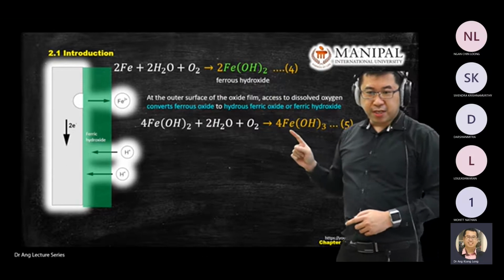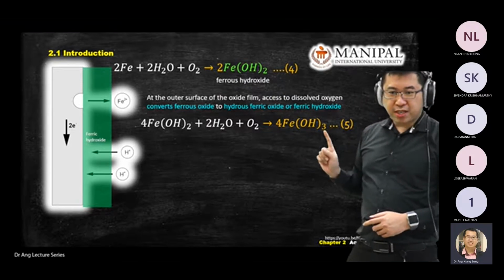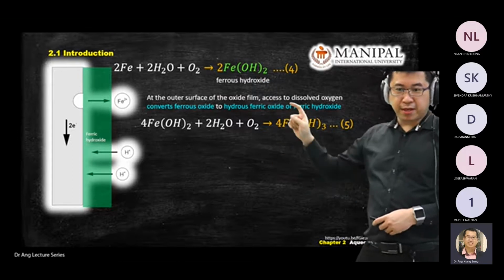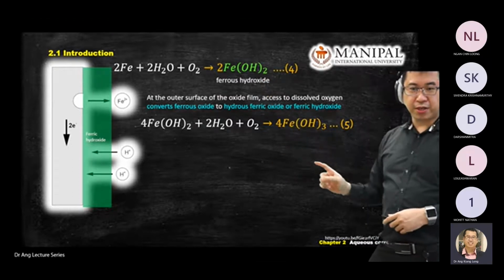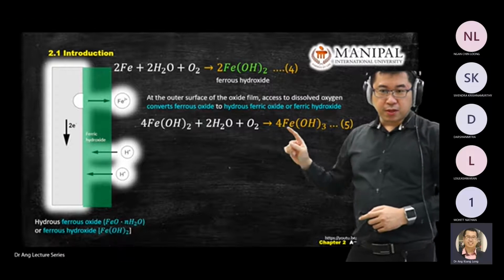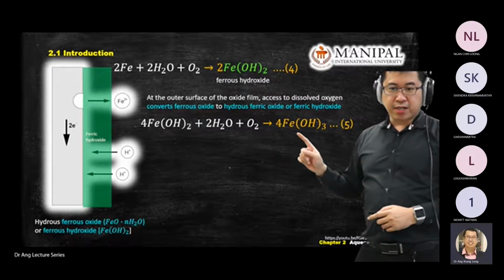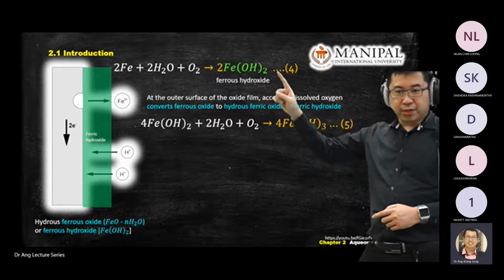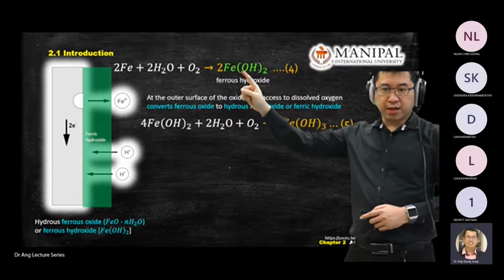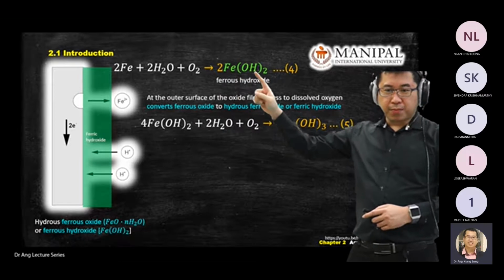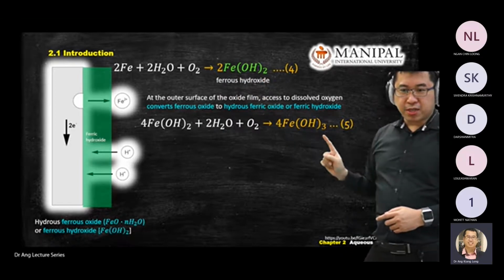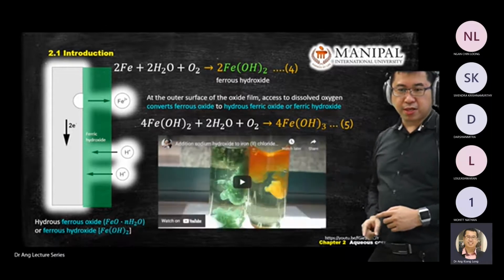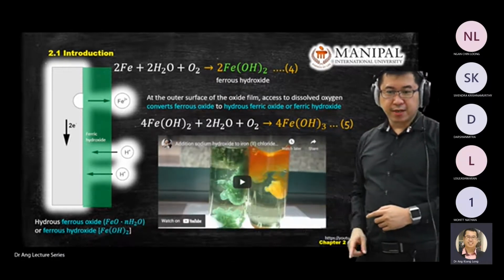Then Fe(OH)3 is the orange color. I purposely put them in their colors so that you can differentiate. This one is ferric hydroxide, and this is ferrous hydroxide. If you see 2, it is iron 2 hydroxide. If you see 3, it means iron 3 hydroxide. So these are their colors.